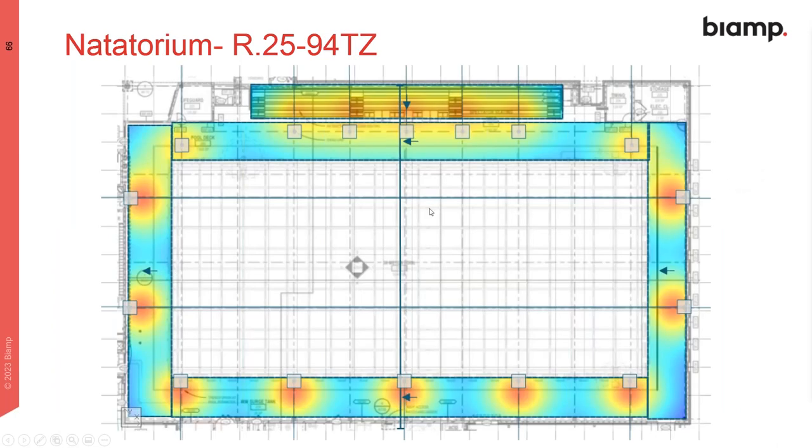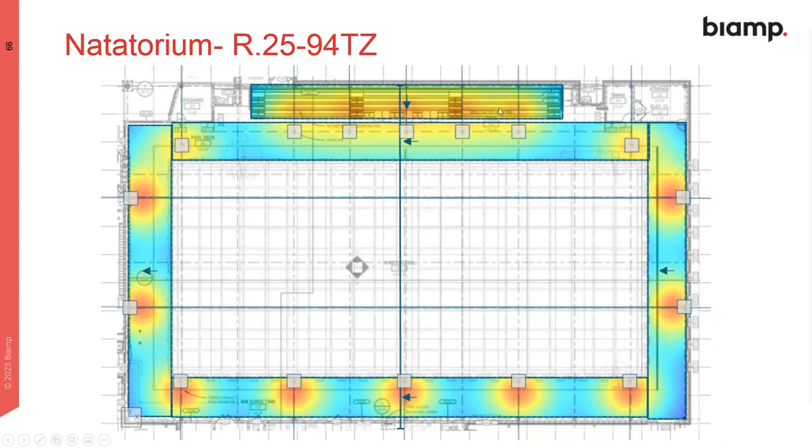Natatoriums, one of the nastiest environments known to audio. They don't have any acoustic treatment or batting on the ceiling. Again, we're distributing the speakers. Think of it as sort of a large gym system, if you will, but it's got a swimming pool.